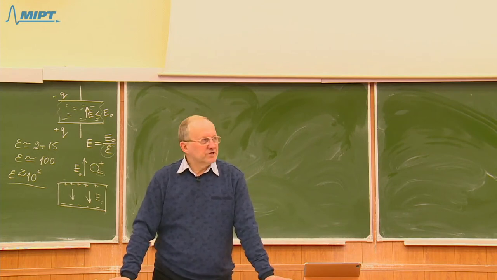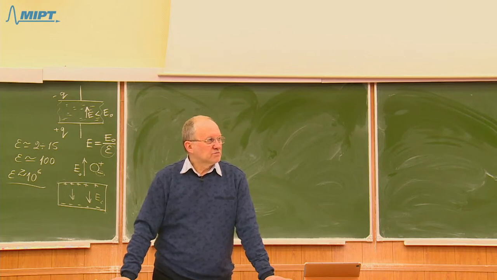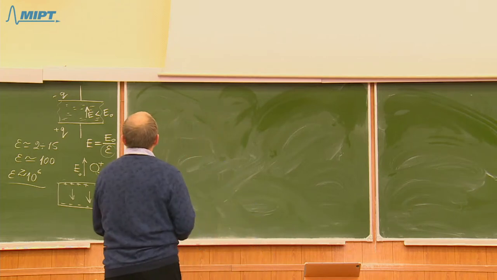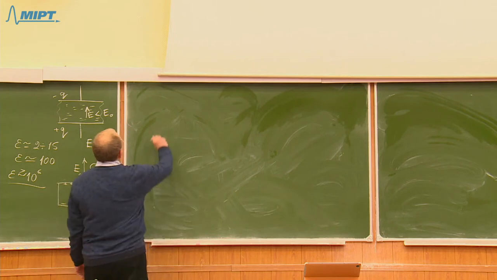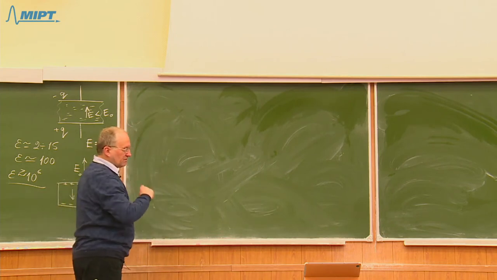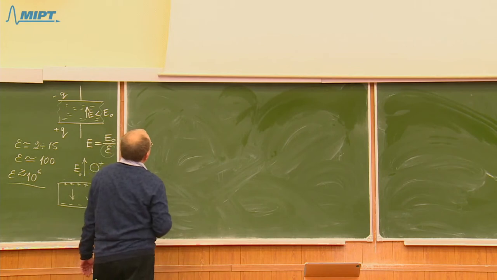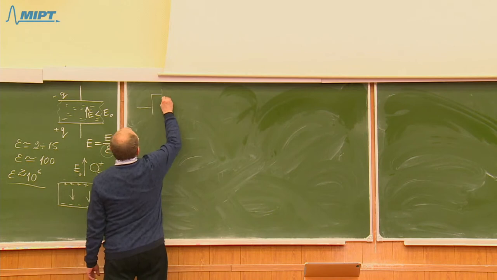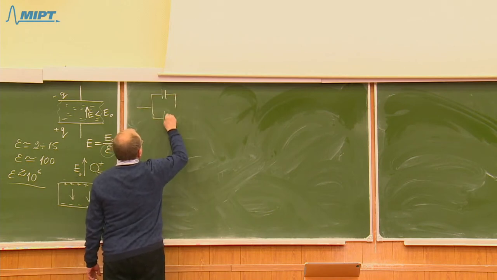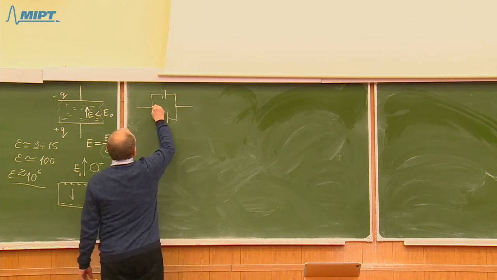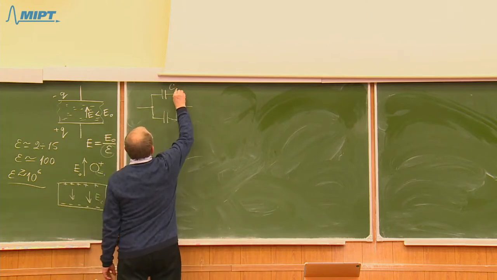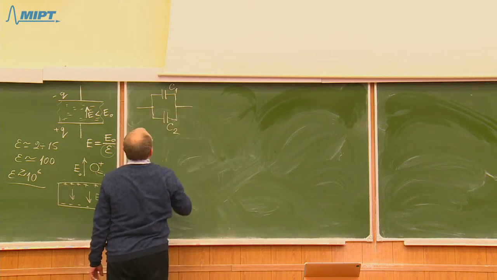So after the interval, we will solve some simple problems in electrostatics. And the first thing I would like to consider is a parallel and consecutive connection of capacitors. So imagine we have two capacitors connected in parallel. This one capacitor will have a capacitance C1, and this will have a capacitance C2.